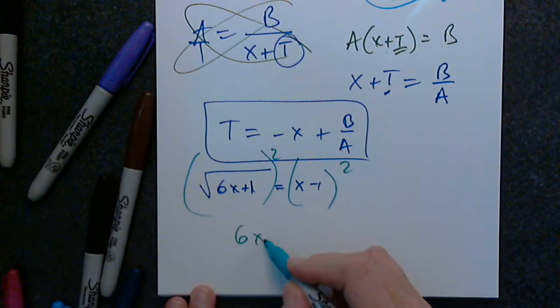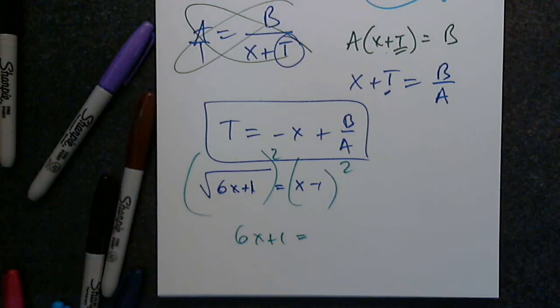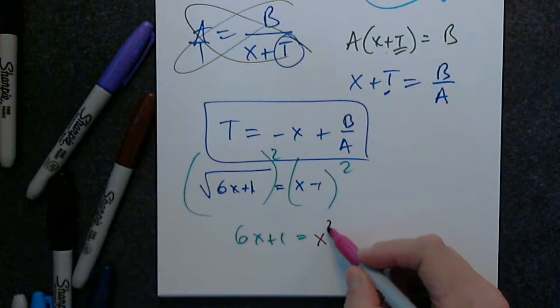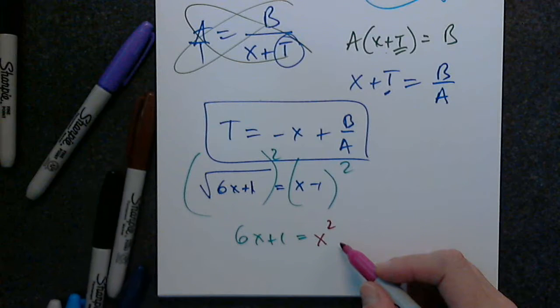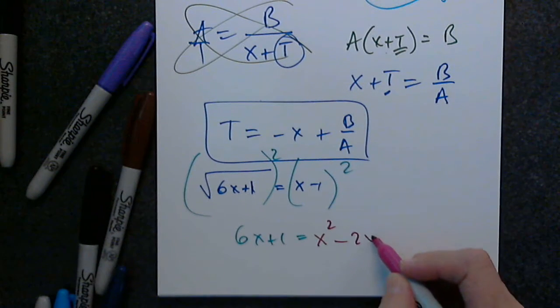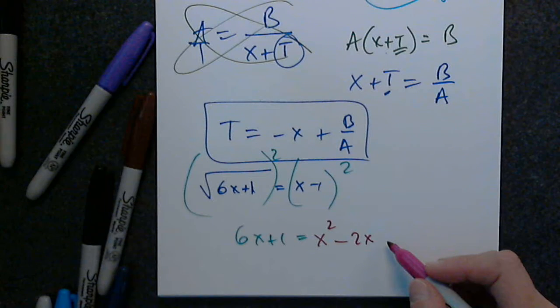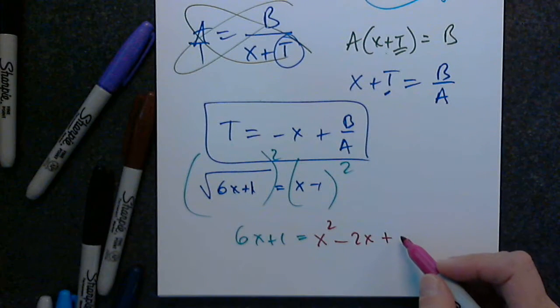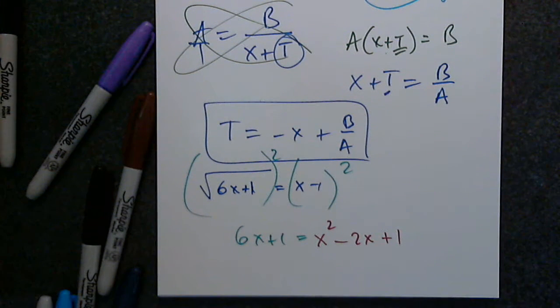So the left-hand side will be 6x plus 1. But if you only write by mistake only two terms on the right-hand side, everything else is gone, collapses completely. So when we square x minus 1, how many terms do we have to write? Three. And they are? One squared is one. Very good. Indeed. x squared minus 2x plus 1. First term squared minus 2 times the first times the second plus the second term squared.